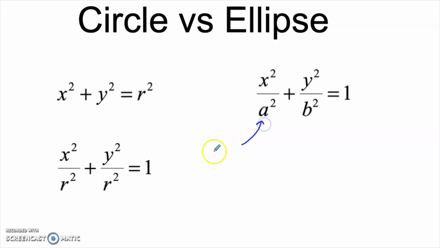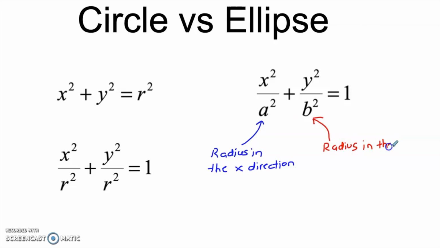In an ellipse, the a is actually the radius in the x direction, and this b is the radius in the y direction. For a circle, of course, the radius is the same in all directions. So it's still true that this is the radius in the x direction and this is the radius in the y direction. It's just that they're the same number, so we just have one single radius. Let's talk about what I mean by this for a minute.